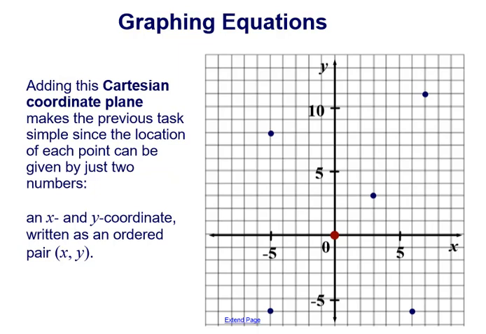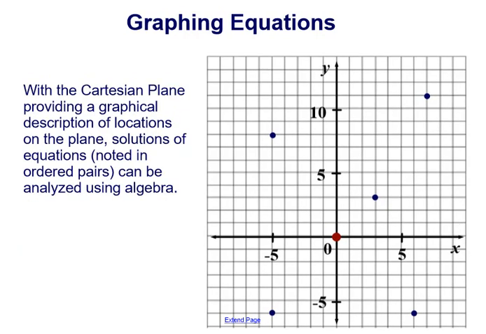Now, adding this Cartesian coordinate plane makes the previous task simple, since the location of each point can now be given by just 2 numbers. They can all be represented by an x and y coordinate written as an ordered pair in parentheses (x, y). With the Cartesian plane providing a graphical description of locations on the plane, solutions of equations, noted in ordered pairs, can be analyzed using algebra.